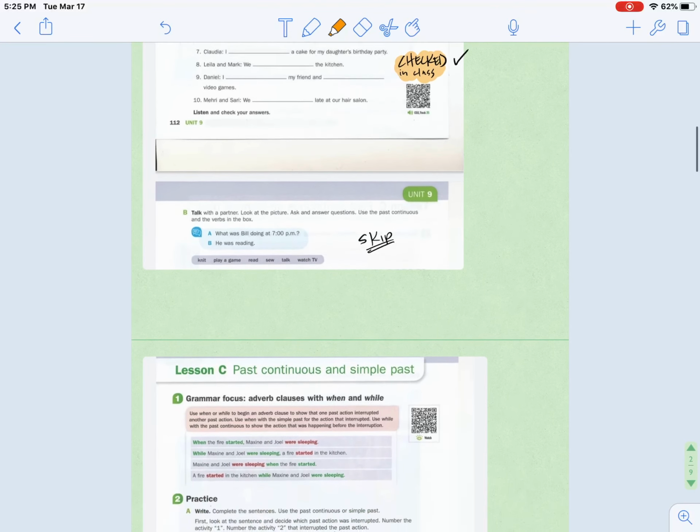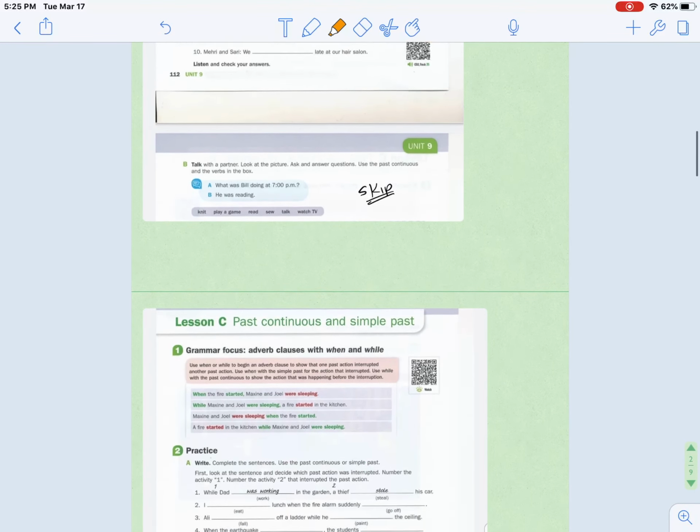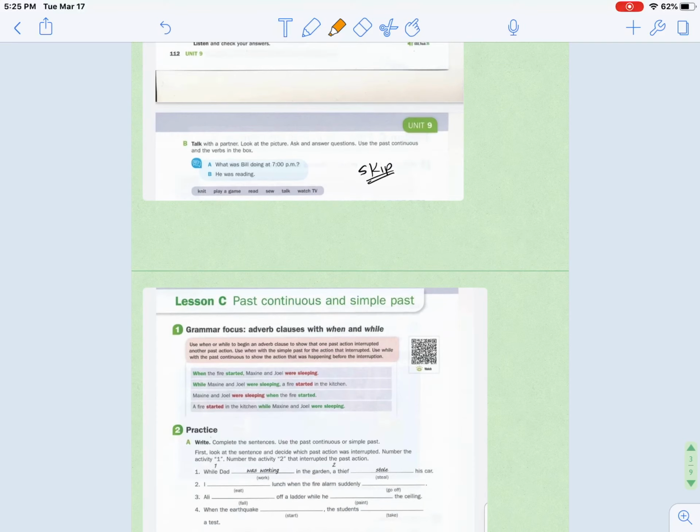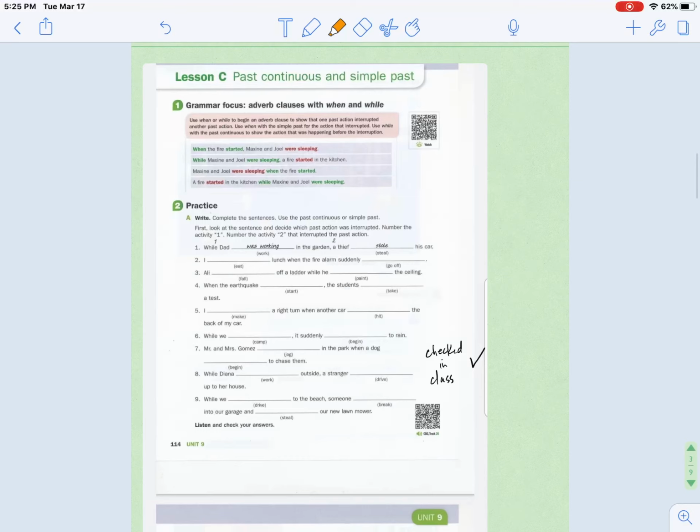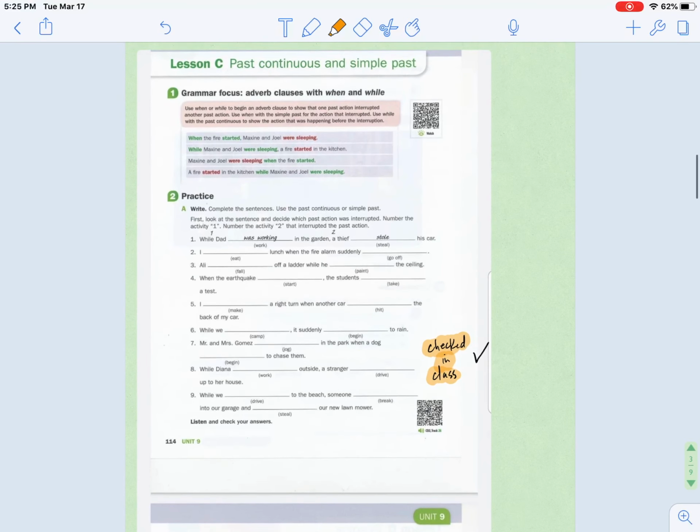I'm going to continue. We should have this finished. We're going to skip exercise B on page 113, so don't do that one. And we're going to continue to lesson C. For some people, I also checked this in class, not for everybody. So again, I will be putting you with partners. So check that out in classroom announcements. But if you have any questions, also let me know.